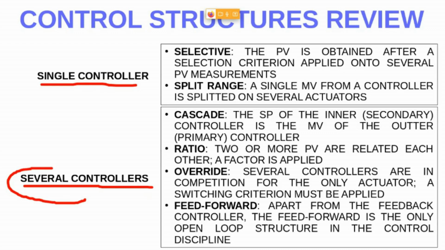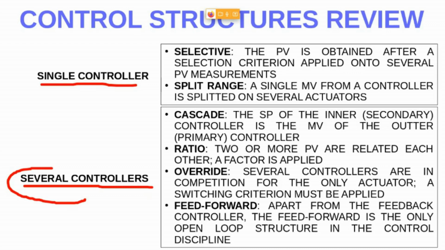For example, if we have an oven, or we are controlling the temperature in a big room, we can put several transmitters. So we have several process variables, and we are expected to choose, for example, the mean value. We can choose the maximum value, the minimum value, and the like.